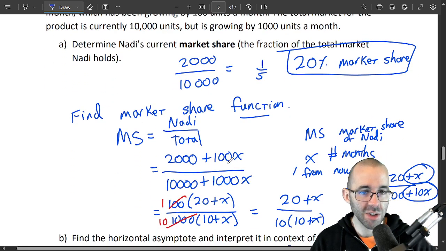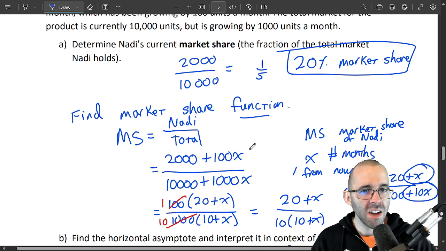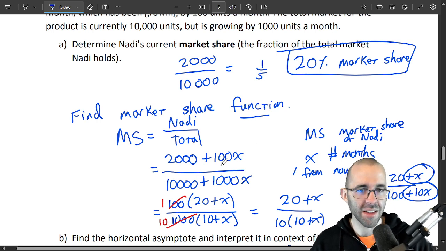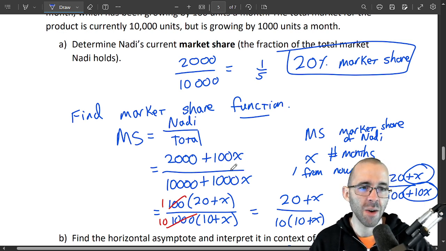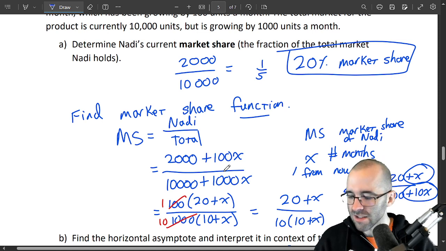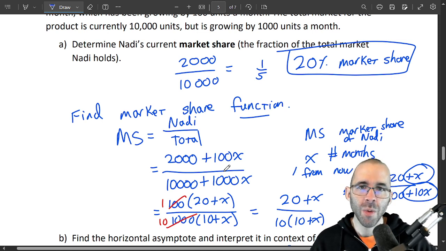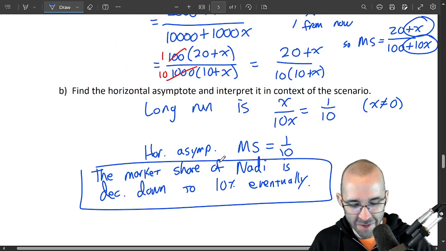Because they're growing by 100 every month, but the whole market's growing by 1,000 every month. So that's why even though they're 20% now, you can see in the long run, they're going to be at this 10%. Because in the long run, the starting amount doesn't really matter. What really matters in the long run is how it's growing. And that's kind of a big thing for businesses in general, right? Okay, where are we at now? That's all well and good, but how we're growing is something that's really important.